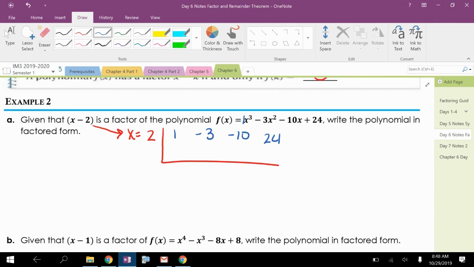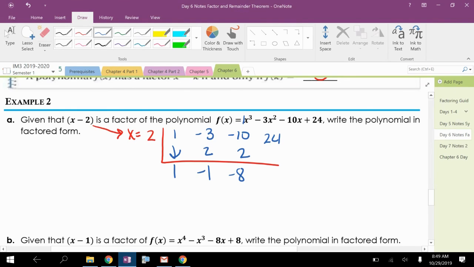All right, so we'll see how nice this is when you have synthetic. Some of you really struggled with factoring. Well, this might help you get there. So bring down the 1, 2 times 1 is 2. You see how fast it can go. So -3 plus 2 gets me -1. 2 times -1 gets me -2. And then -10 minus 2 gets me -12.